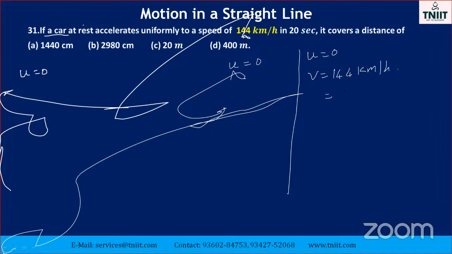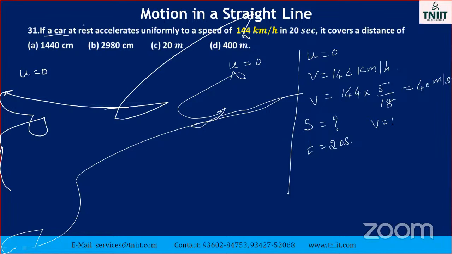How to convert this into meter per second, students? You have to multiply by 5 by 18. Tell me what is that value? So 144 into 5 by 18, it is close to 40 meter per second. And it covers a distance of how much? In what time they're asking? 20 seconds. So first you have to find the acceleration without finding the distance covered.